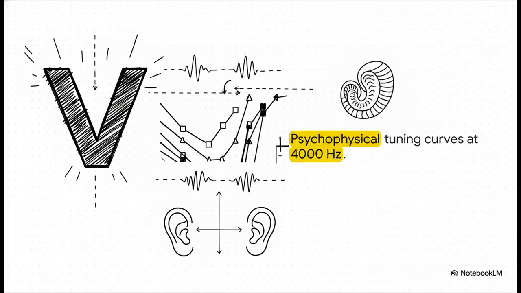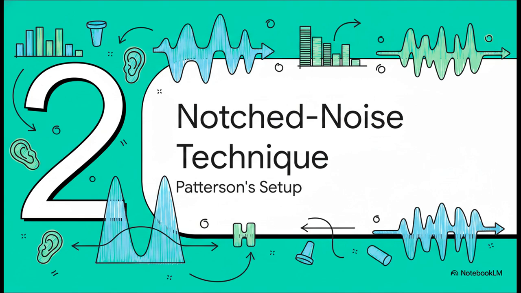And notice how as the sound level increases, like moving from those filled diamonds at the bottom up to the open squares at the top, the curve gets way broader. That means we're losing frequency selectivity. Oh, and here is the really fascinating part. The tip of the curve actually shifts downward in frequency at those higher levels, which absolutely perfectly mirrors the physical tuning curves we can measure directly on the basilar membrane. How cool is that? Moving right along, let's get into section 5.4.2, the notched noise technique.